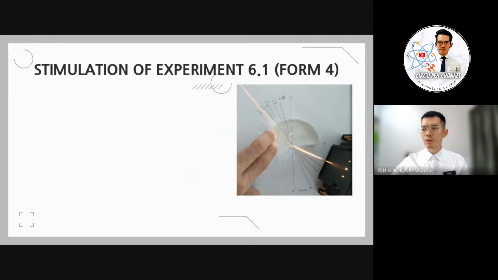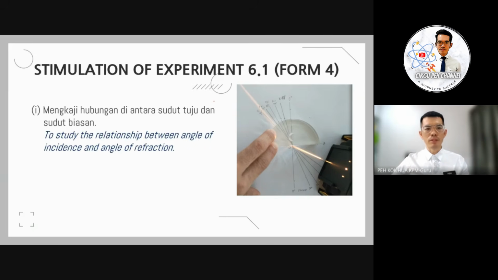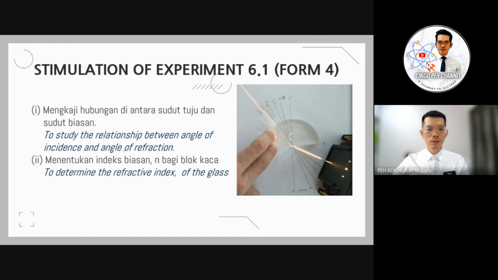Before we discuss our question today, let us watch together the simulation of experiment 6.1. The aim of the experiment is to study the relationship between the angle of incidence and angle of refraction. Second is to determine the refractive index of the glass block.